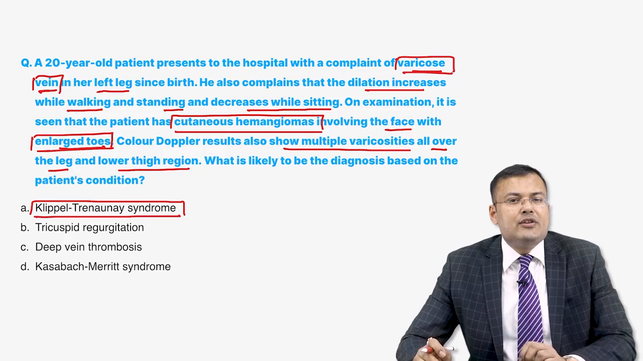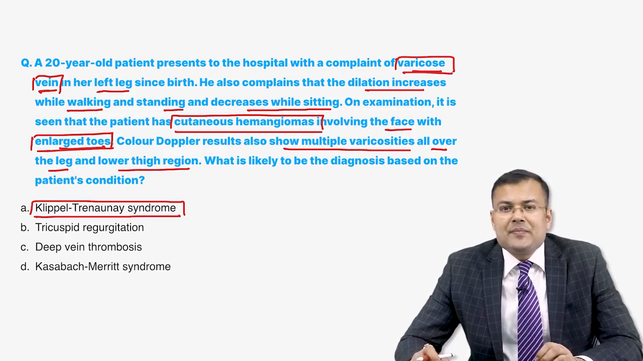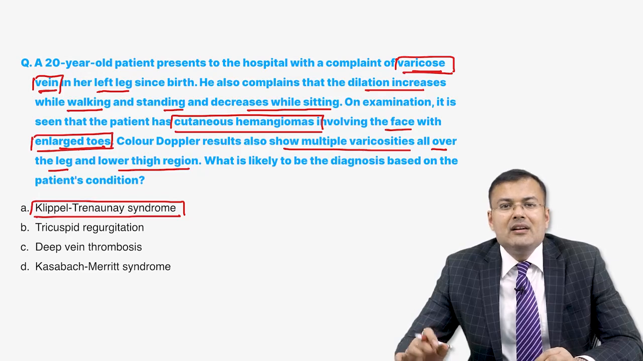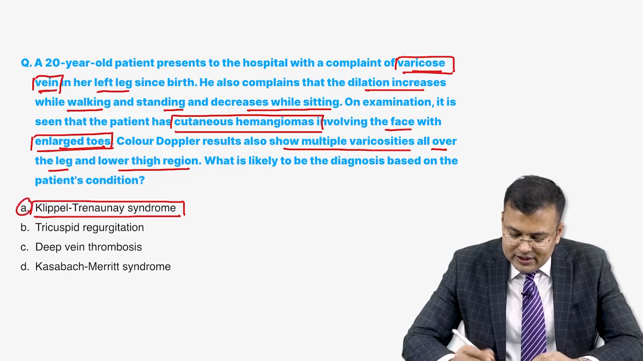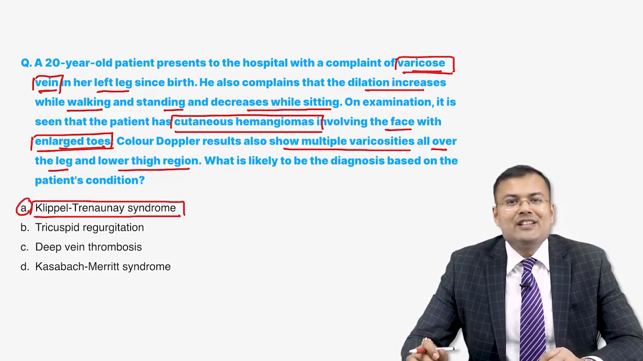In Kasabach-Merritt syndrome, what happens? Cutaneous hemangioma is not there. Pulsatile varicose veins are there. Microangiopathic hemolytic anemia, there is thrombocytopenia. So correct answer for this question is A, that is Klippel-Trenaunay syndrome.